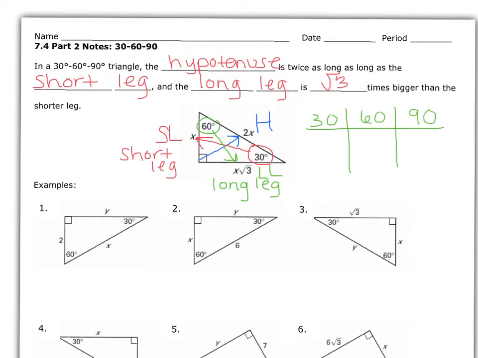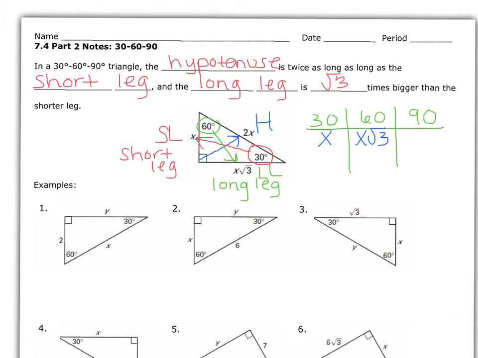If you start with the short leg, the short leg is always going to be X. I always say maybe it's like home base. It's where you begin, and it's the smallest angle, so that's where everything started. Next, the long leg is longer than the short leg. How much longer? It's the square root of 3 times as big as the short leg.